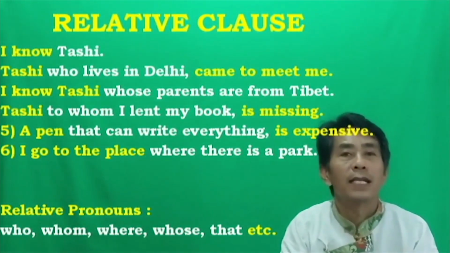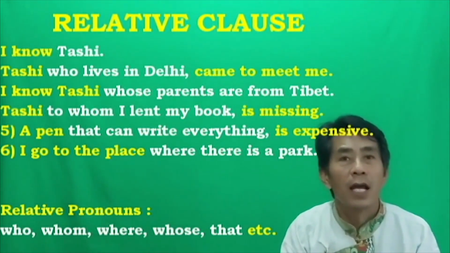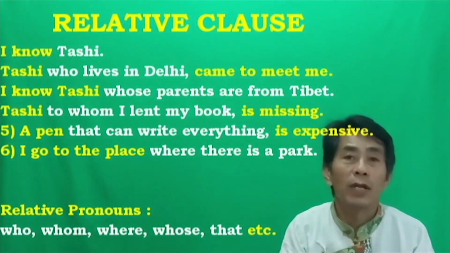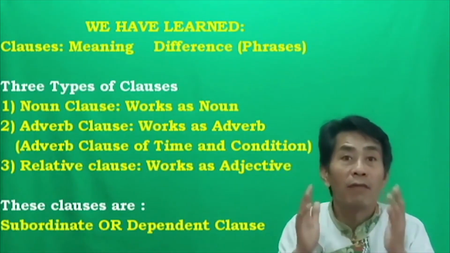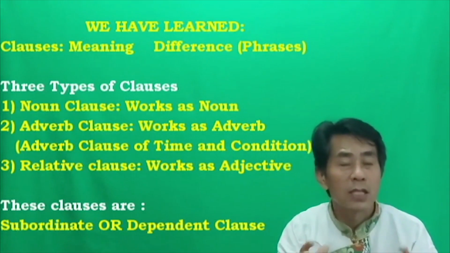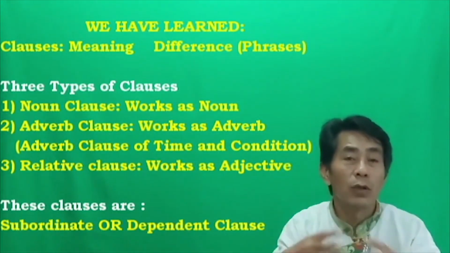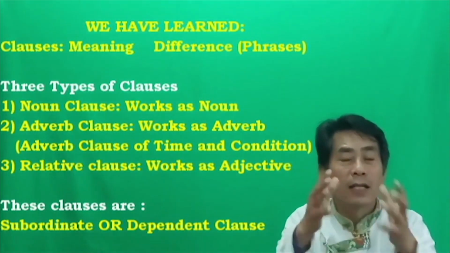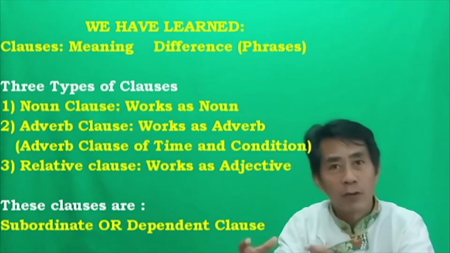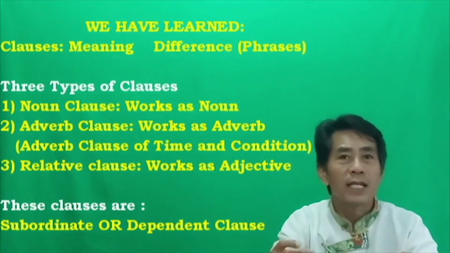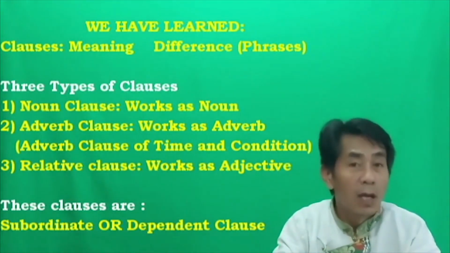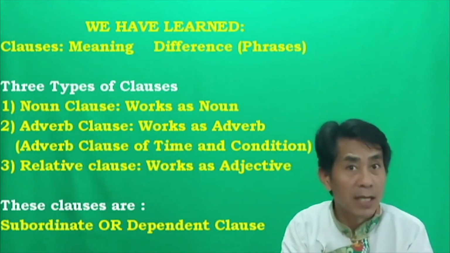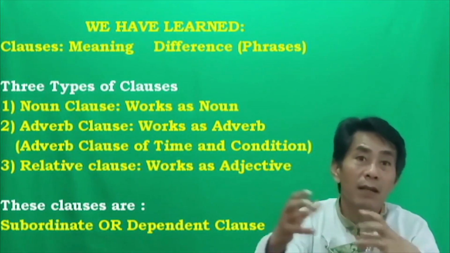Now, we have already done all these exercises. Now, in this video lesson, what we have learned is clauses. Clause is a group of words which has its own subject and verb. You got it? And the clause is a bit different from a phrase. Both phrase and clause are a group of words, but a phrase does not have any verb and subject. Whereas a clause has subject and verb.